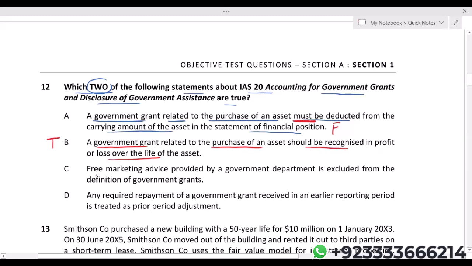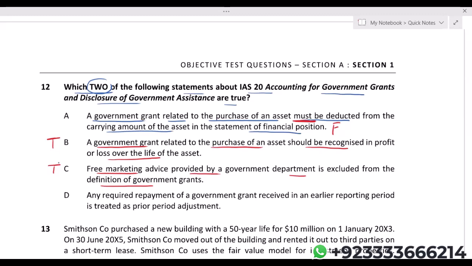So B is true. Free marketing advice provided by the government department is excluded from the definition of the grants. True. Actually, when we say government grant, resources will be transferred from the government to your company. When there's free marketing advice, it is not only for your company, it is for everyone. So it is excluded from the definition of government grant because it is available to everyone. It is not the government grant for you. So B and C are true.